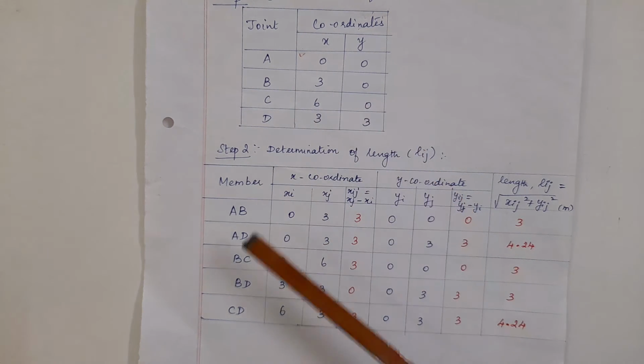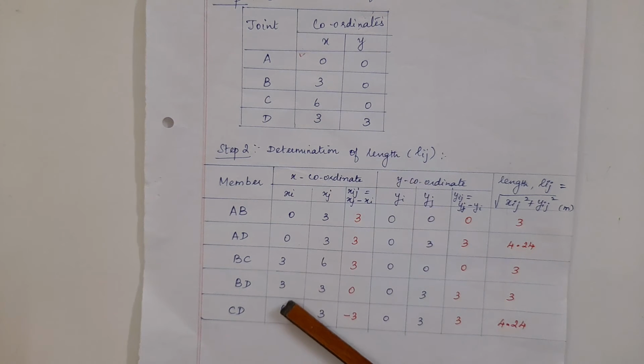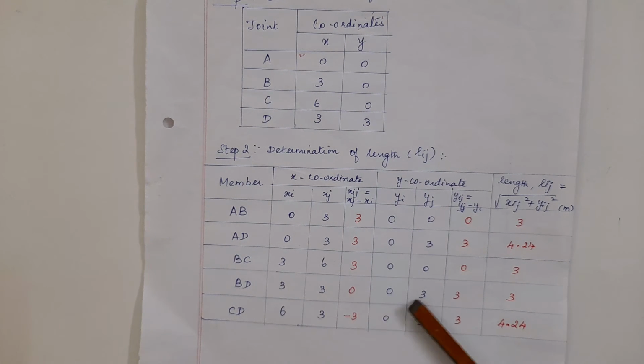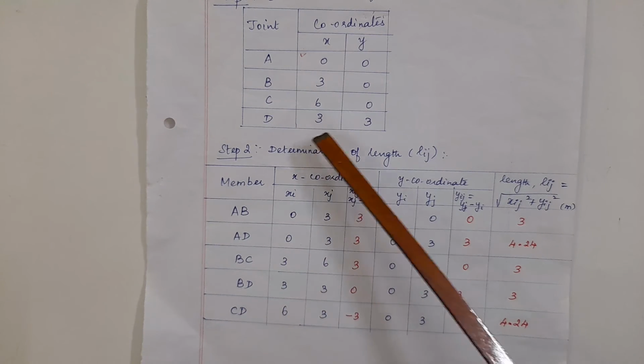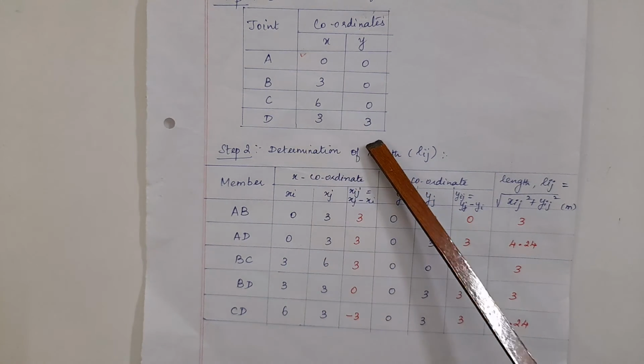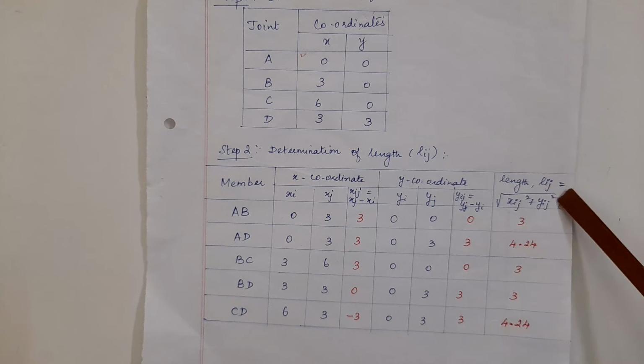B coordinate is xi comma yi, D coordinate is xj comma yj. For B coordinate, check here 3 comma 0. I write it as xi is 3, yi is 0. For D, I have xj comma yj being the far end 3 comma 3. So I write 3 comma 3. Same way fill in the whole tabulation.